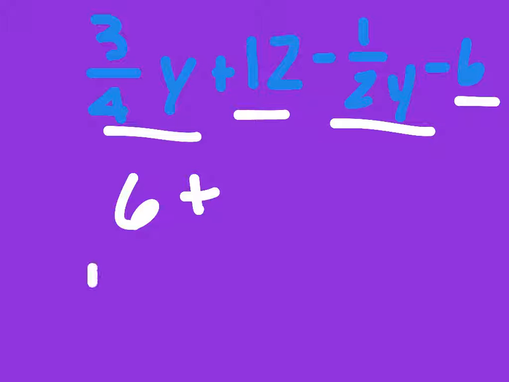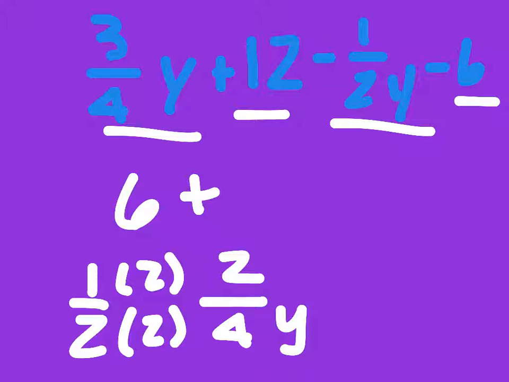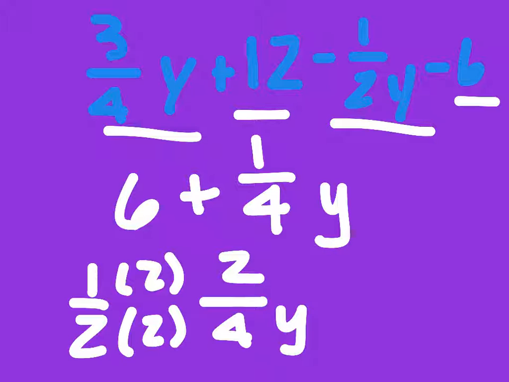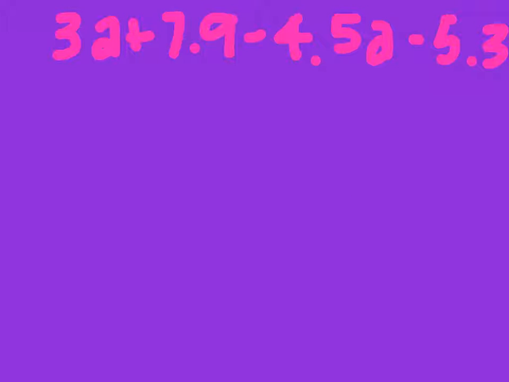If we take 1/2 and make it in the same form, now it becomes 2 over 4y. So 3 over 4y minus 2 over 4y would be 1 over 4y, okay? So this is our simplest form answer. We can't combine anything else because there are no like terms and no parentheses. Go ahead and try this one on your own, and when you're ready, pause the video for the answer.